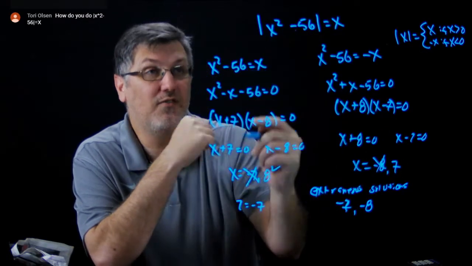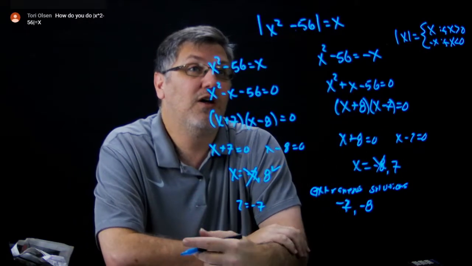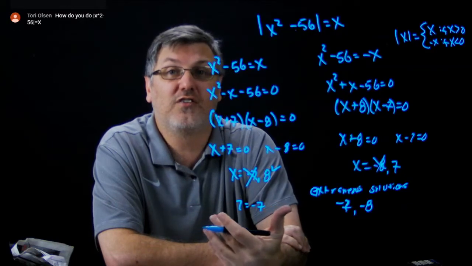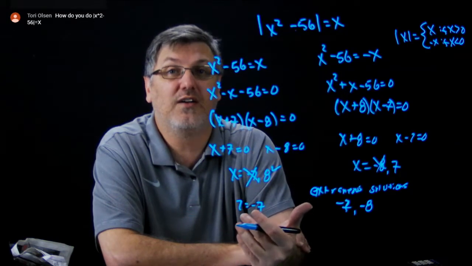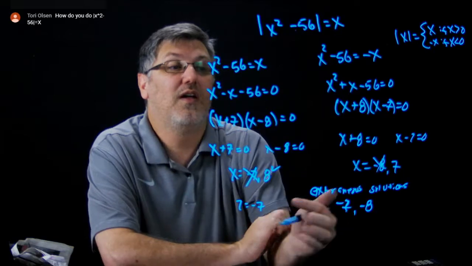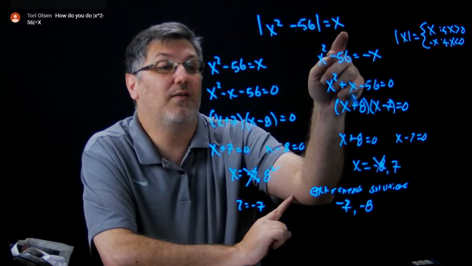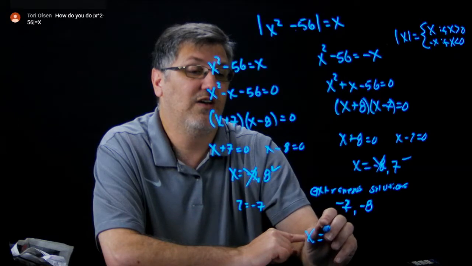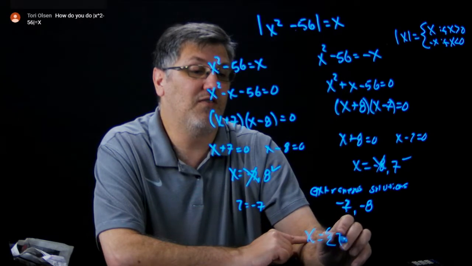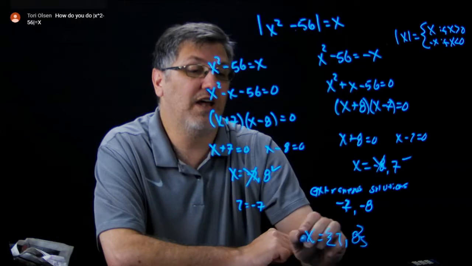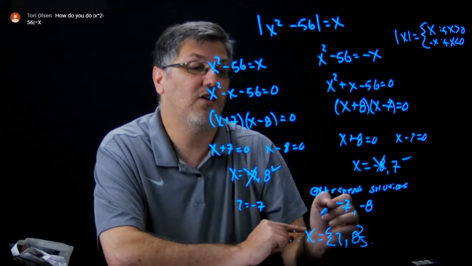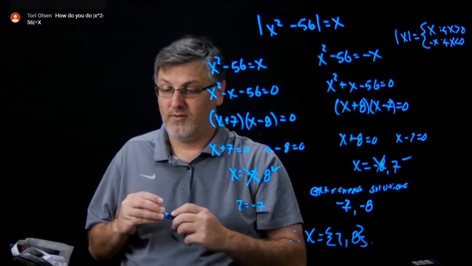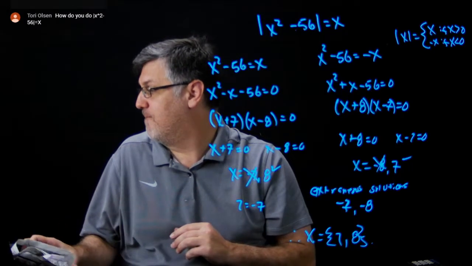Put 7 here, 7 squared is 49. 49 minus 56 is negative 7. The absolute value of negative 7 is 7. And so 7 equals 7 checks. So my solutions to x are going to be just 7 and 8. The negative 7 and negative 8 are extraneous solutions. It's a cool little problem.